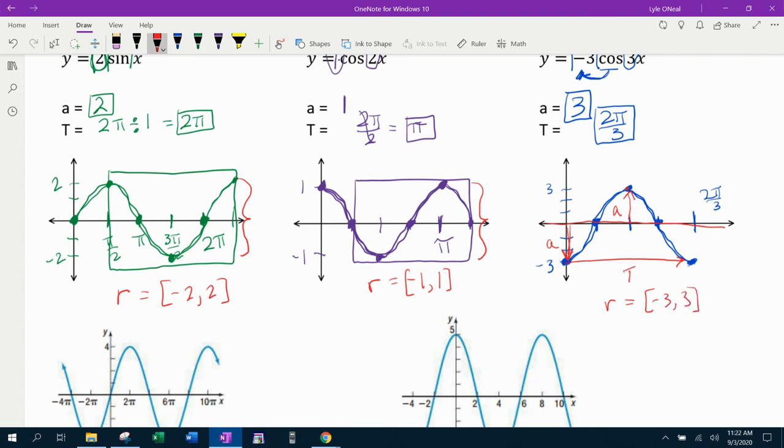And did you notice that I used brackets on every one of those? The brackets are necessary because that means that that value is included. And since we do actually get to reach 3 and -3, those are points that are included, then you use brackets for those.